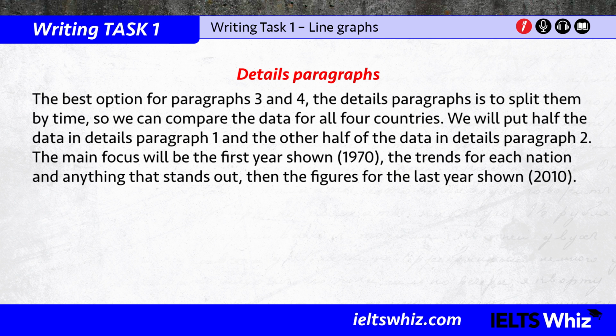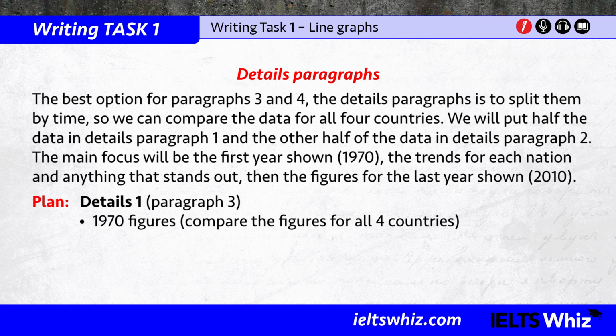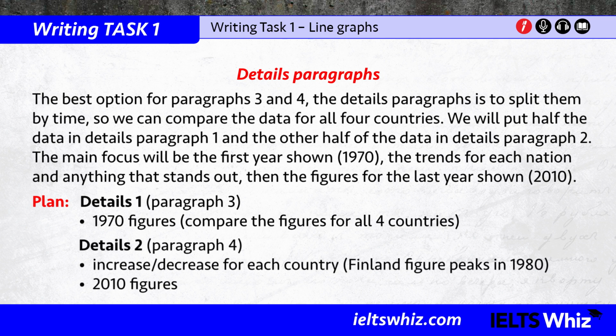So let's plan what we're going to write for the details paragraphs. For details paragraph 1, which is paragraph 3, we will talk about the 1970 figures, which is the first year, and compare the figures for all 4 countries. For details paragraph 2, which is paragraph 4, we will talk about any increases or decreases for each country and mention the Finland figure, which peaked in 1980. Then we will give the 2010 figures, as this is the last year.